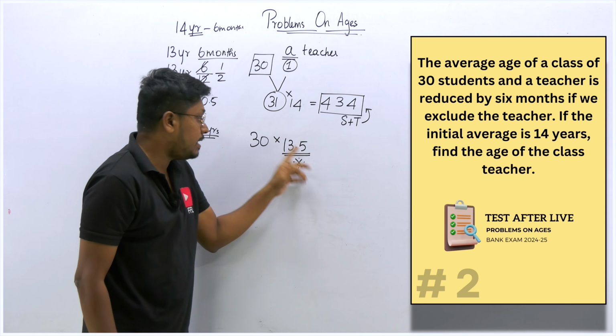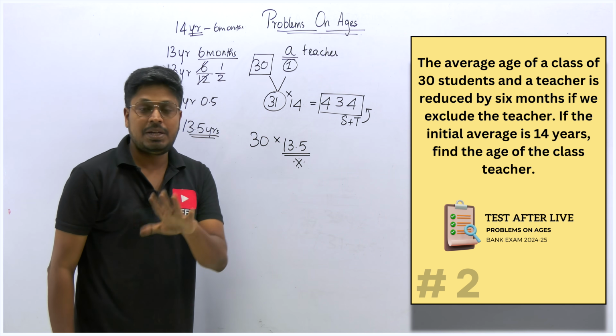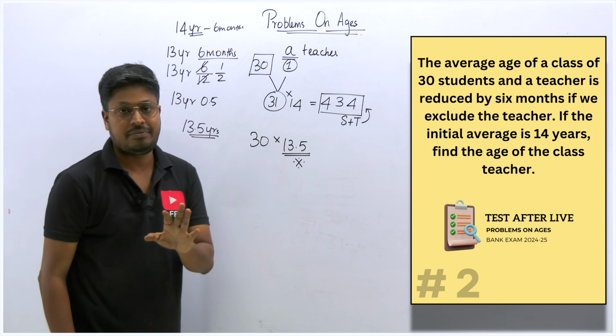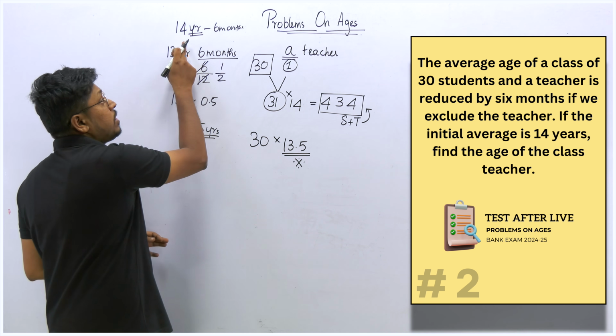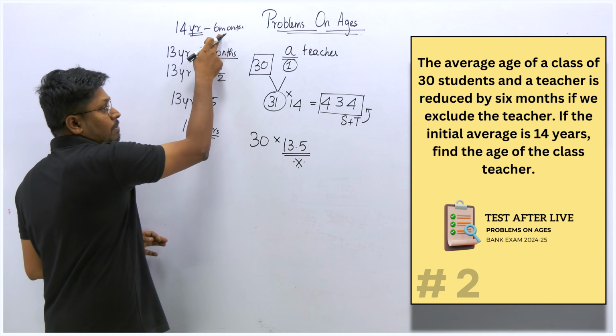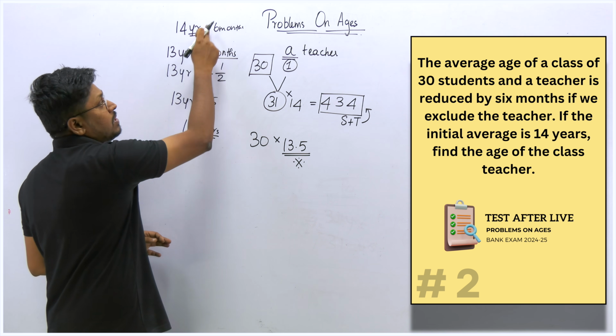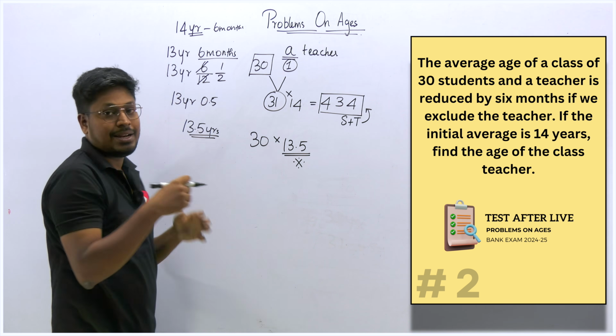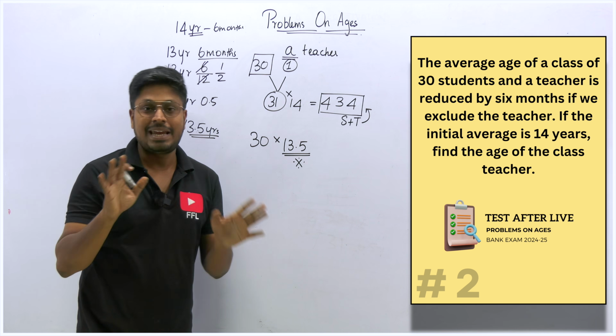So do not write this as 13.6. Beginners usually make this mistake. If it is only 4 months, then what you need to do is write 13 years, and for the 4 months, subtract 4 months from the total of 12 months, so the remaining will be 8 months, then 8 by 12, like that, so that you won't make any mistake, right?